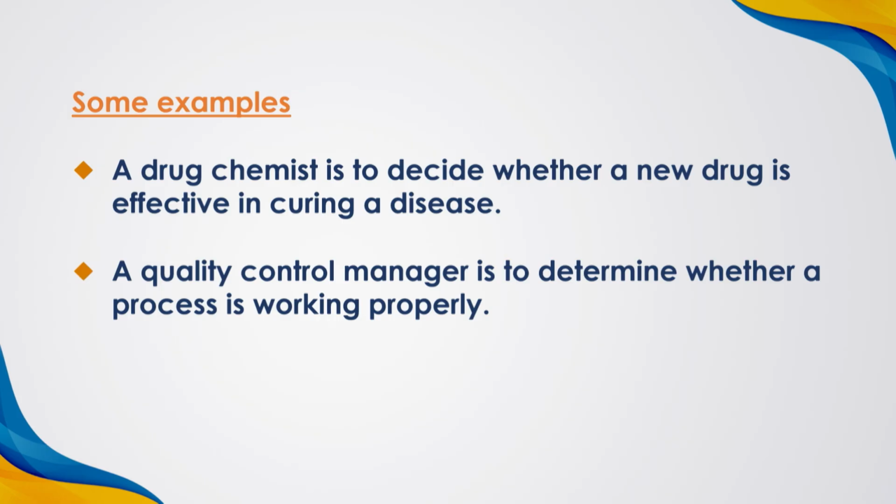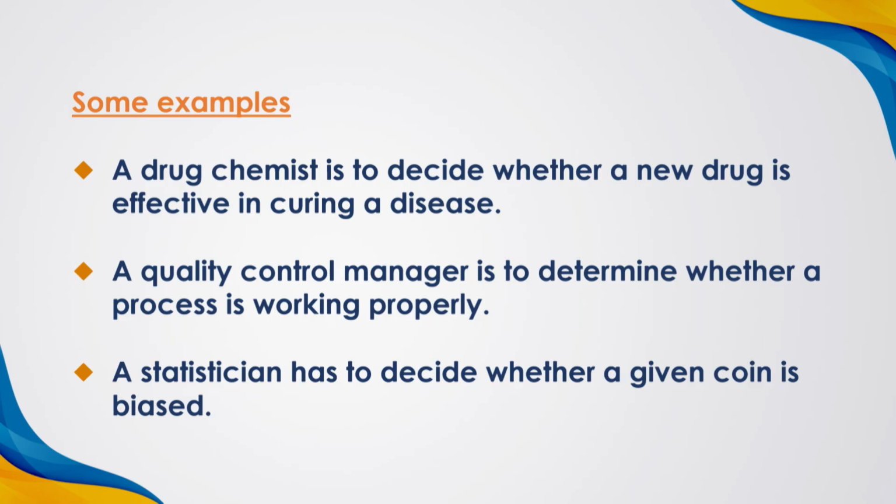Similarly, a quality control manager will determine whether the process is working properly. As you know, in preparing a product, every time you will have at least 4 to 5 different parts. Among them, whether the process is working properly or not can be managed by the statistician. A statistician can also decide whether a coin is biased.